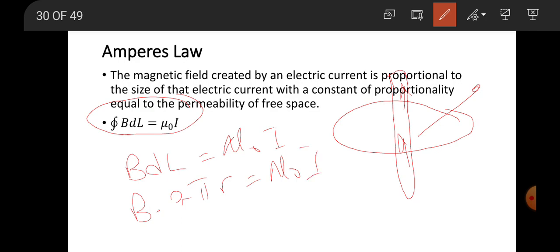Okay, so you see that your B now will be mu naught I all over 2 pi r, which is exactly the formula I gave you for the magnetic field at a point due to a straight wire carrying current. So that's the same thing. We will get to the same formula that the Biot-Savart law arrived at, but using a different method.